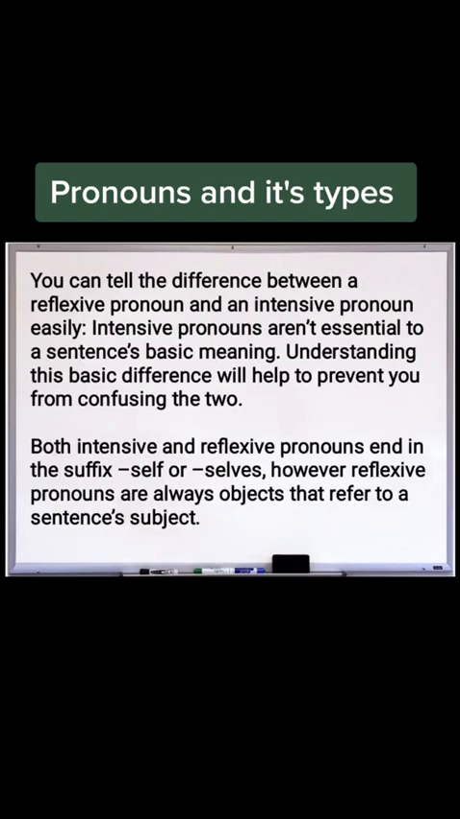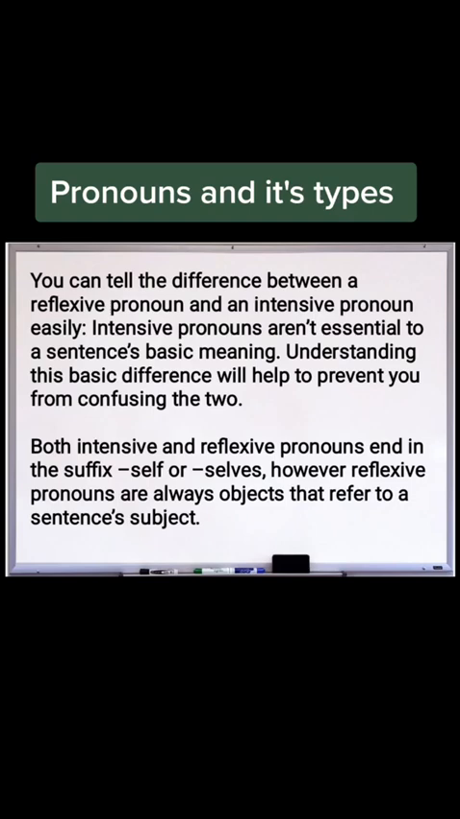You can tell the difference between a reflexive pronoun and an intensive pronoun easily. Intensive pronouns aren't essential to a sentence's basic meaning. Understanding this basic difference will help to prevent you from confusing the two. Both intensive and reflexive pronouns end in the suffix self or selves, however reflexive pronouns are always objects that refer to a sentence's subject.